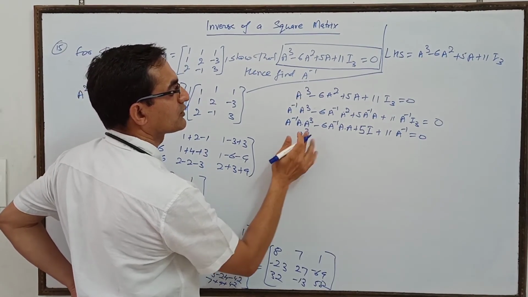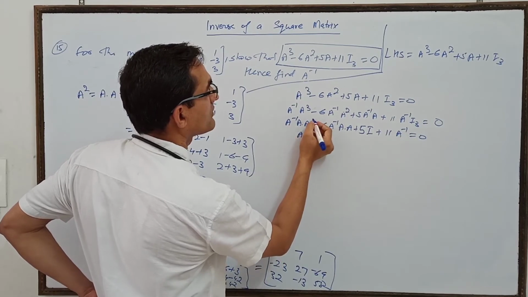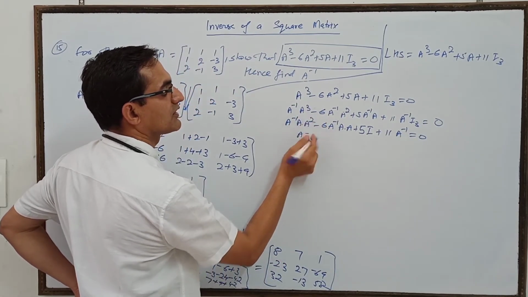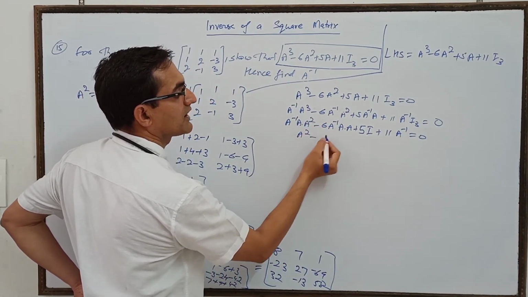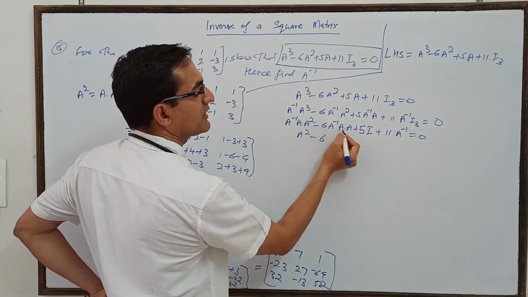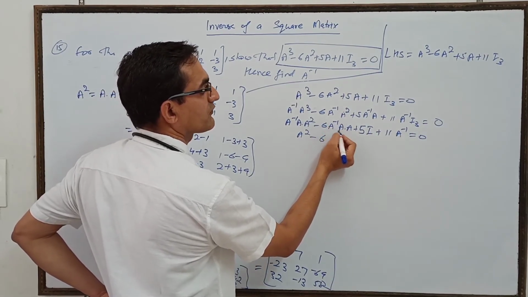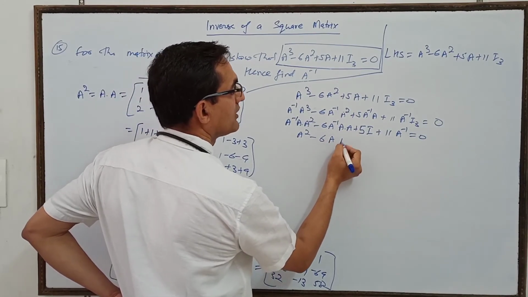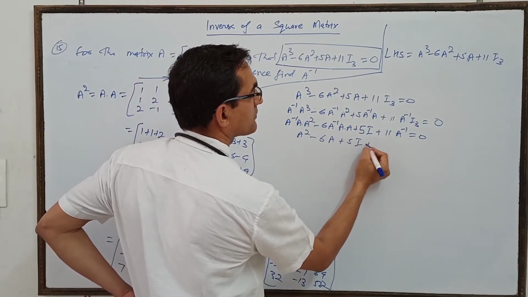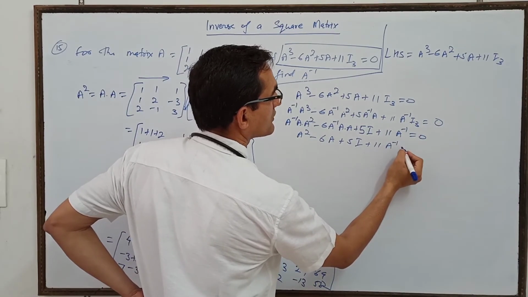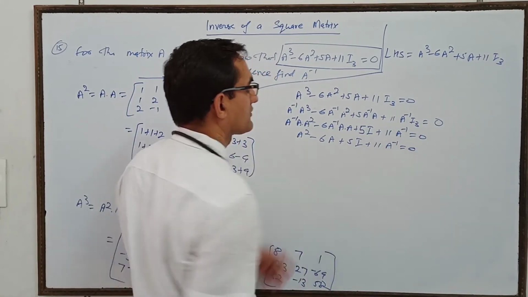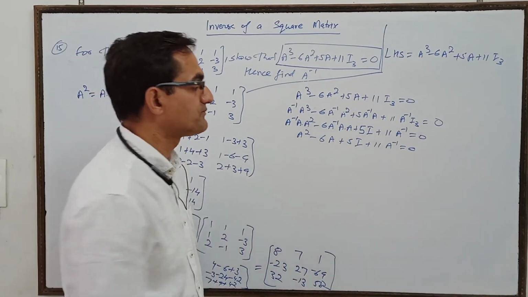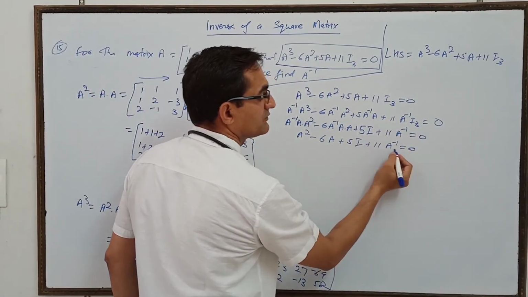Sorry, this was A square, right? A square, A into A square. So this is A square minus 6 into identity matrix into inverse of A into A, identity matrix into A. This will be A plus 5 into identity matrix plus 11 into inverse of A. This is equal to 0 matrix. Now take these to the right hand side and leave this one here.